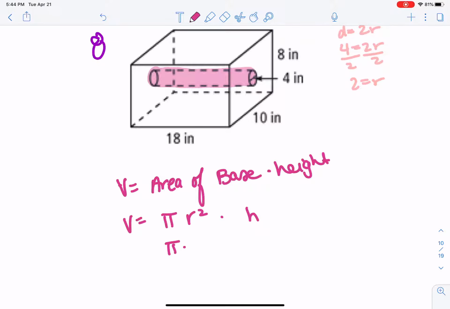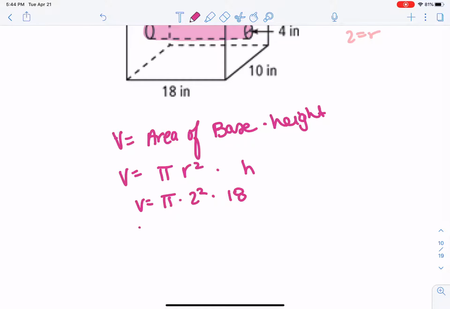And that radius is 2, and the height is 18. So that volume would give you, 2 squared is 4. 4 times 18 is 72 pi inches cubed.